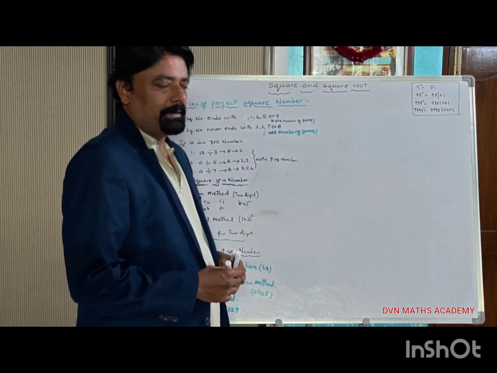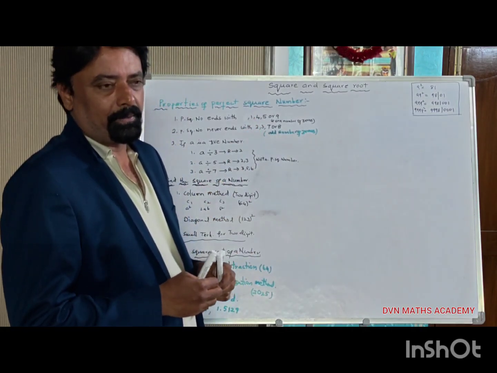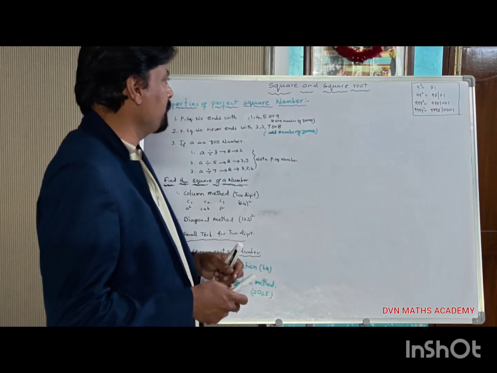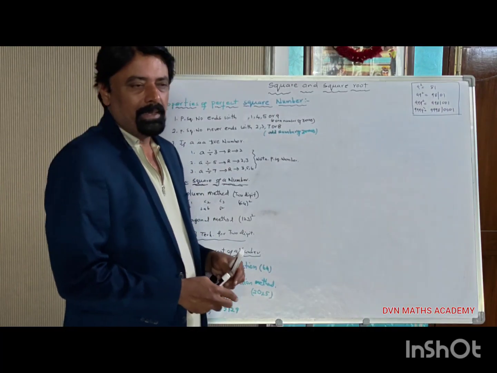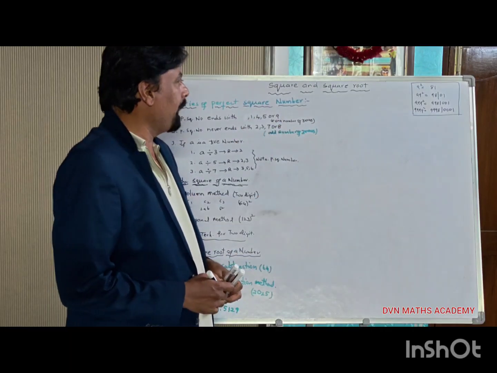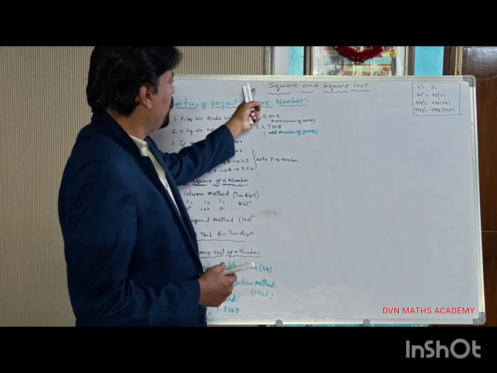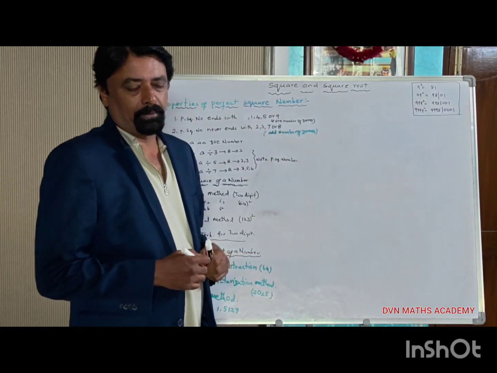For 8th class, there is one chapter, and the chapter name is Squares and Square Roots, and Cubes and Cube Roots. In the next class, we will discuss cubes and cube roots. But in this class, we require to discuss squares and square roots. First, we require to know what is a square and what is a square root.